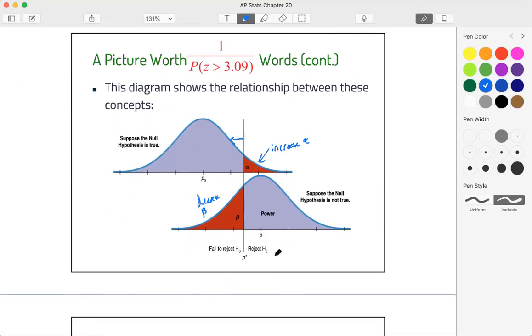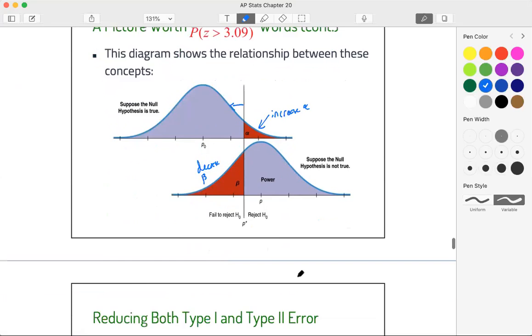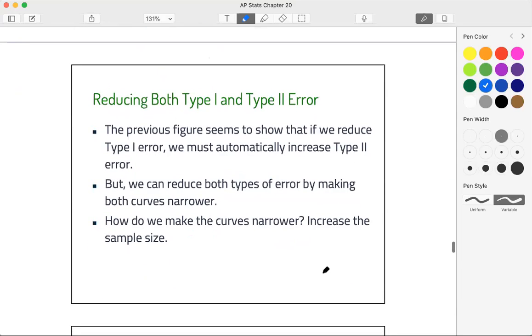Okay, so there's that inverse relationship there, and the vice versa can happen. So the previous figure seems to show that if we reduce the type 1 error, we must automatically increase the type 2 error. But we could actually reduce both types by making the curves narrower. How do we do that? We increase sample size.